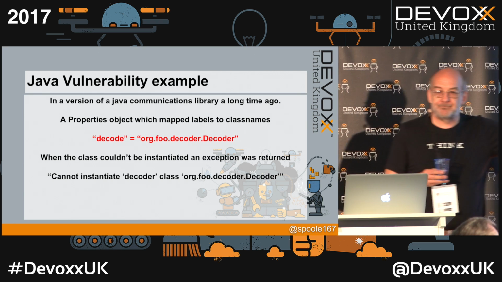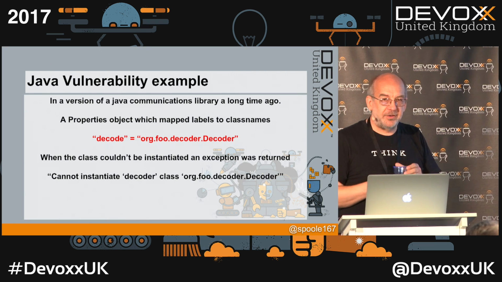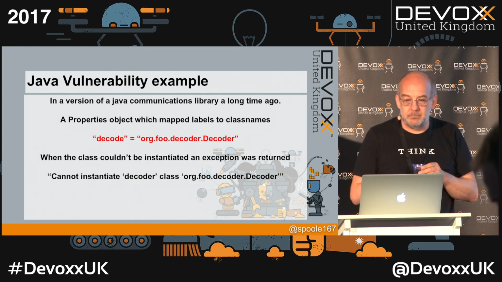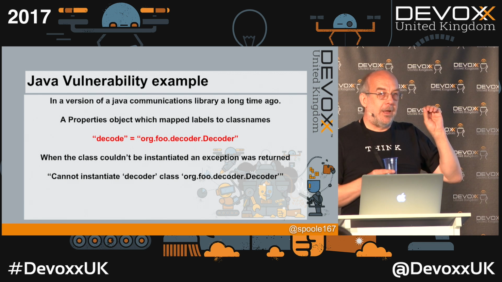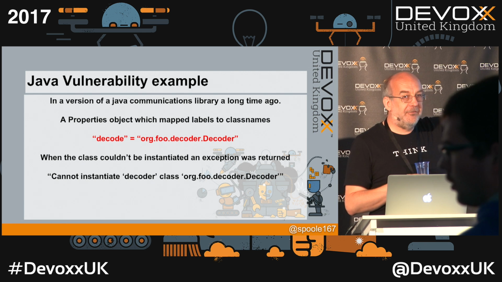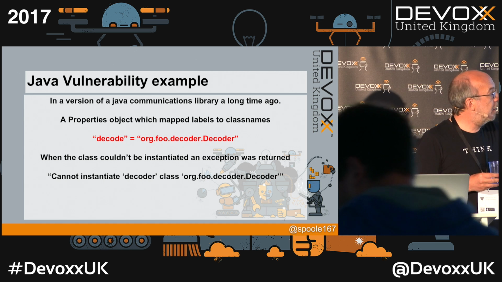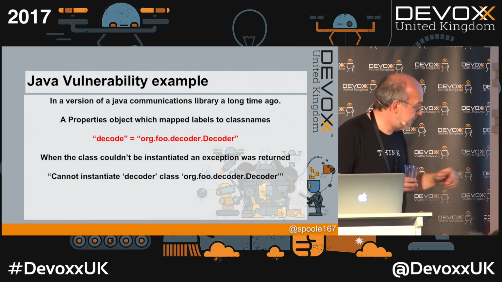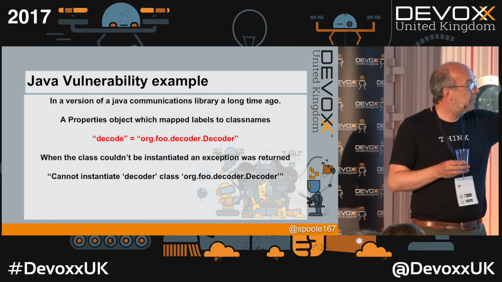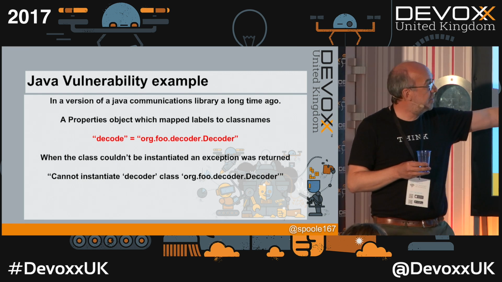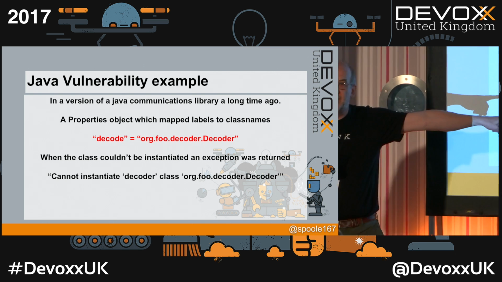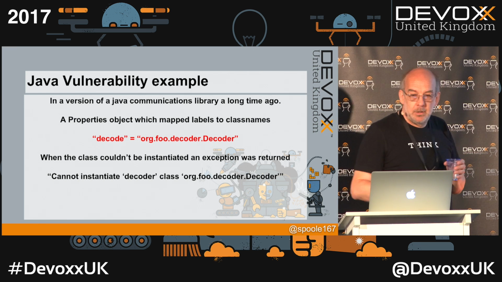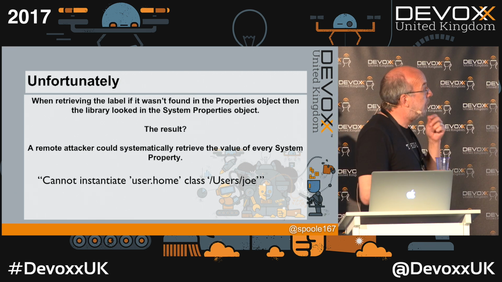This is really clever. A properties object maps labels to class names, right? Decode equals use this class, right? When the code which pulled the stuff out tried to instantiate the class from this label, when it wasn't there, this nice message got sent back. It said, I can't instantiate decoder, and here's why: it's got this value and I can't find that code. And you go, why is that a vulnerability? Right. So the vulnerability comes from when people exploit that.